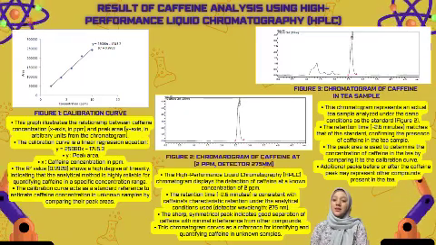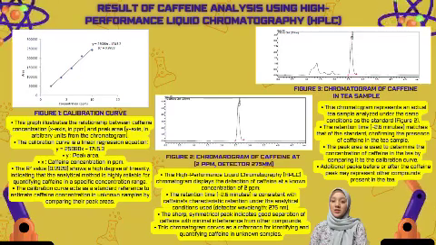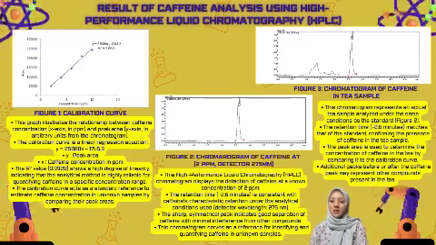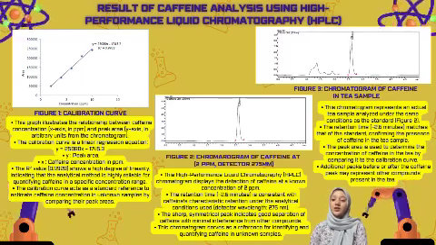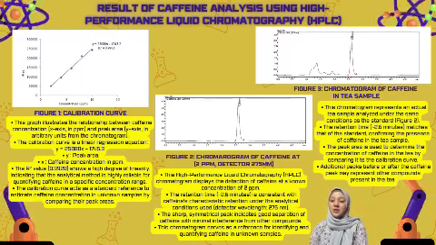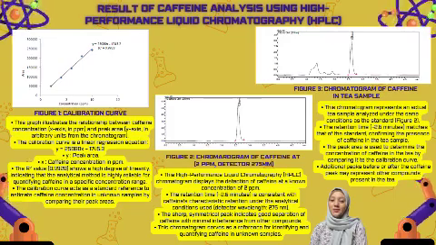Figure 3 displays the chromatogram of a tea sample, analyzed under the same conditions. The retention time matches that of the standard, confirming the presence of caffeine. The peak area was used to determine its concentration by comparing it to the calibration curve. Additional peaks may represent other compounds in the tea.